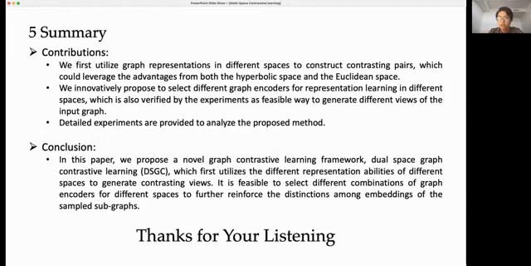In summary, we propose a novel graph contrastive learning framework, dual space graph contrastive learning, named DSGC, which first utilizes the different representation abilities of different spaces to generate contrasting views. It is feasible to select different combinations of graph encoders for different spaces to further reinforce the distinctions among embeddings of the sampled subgraphs. That's all about my presentation.